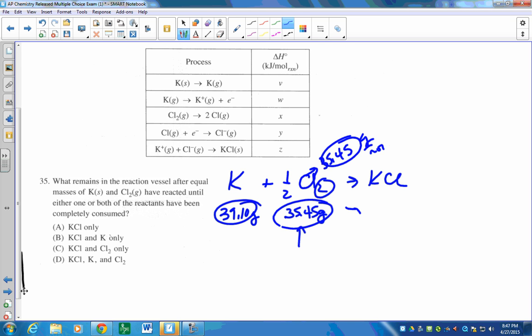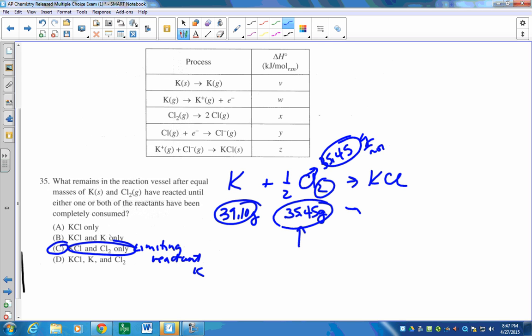35. They're very similar, and so the answer is C. What remains in the reaction vessel after? The answer is C. So obviously, this means that the limiting reactant is potassium, because all the potassium is gone. Now, how can I explain that the limiting reactant is potassium? I guess I would say this.